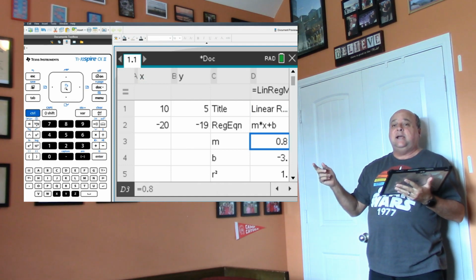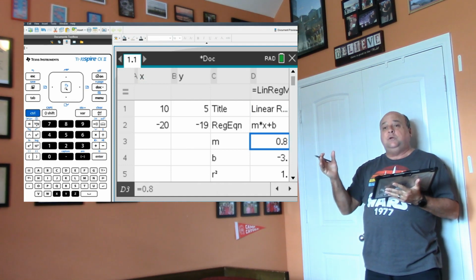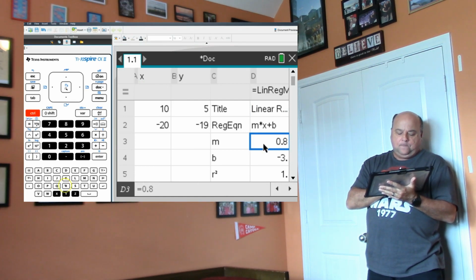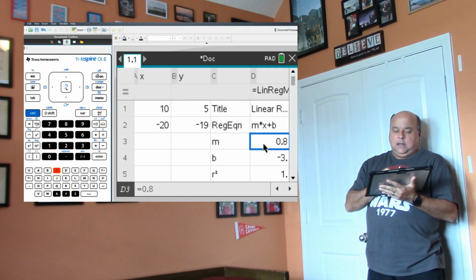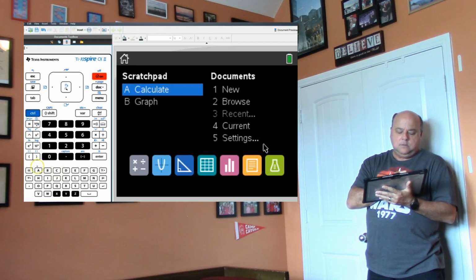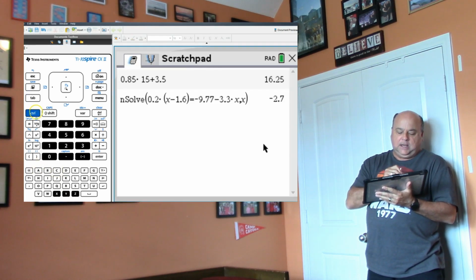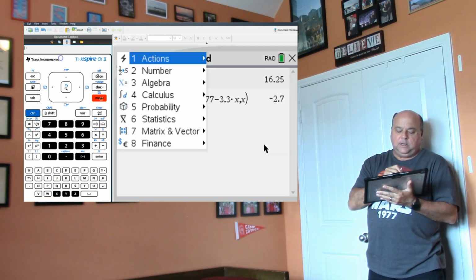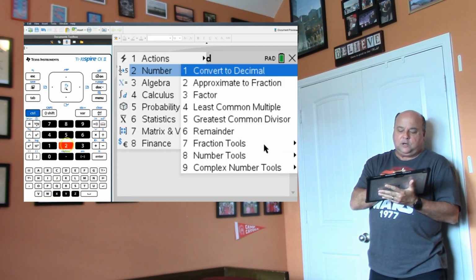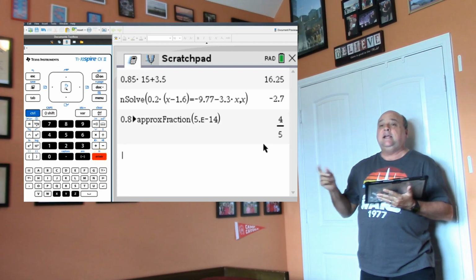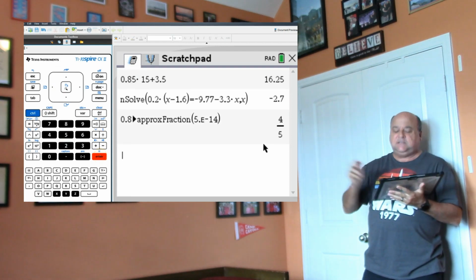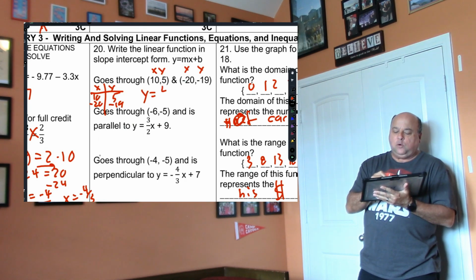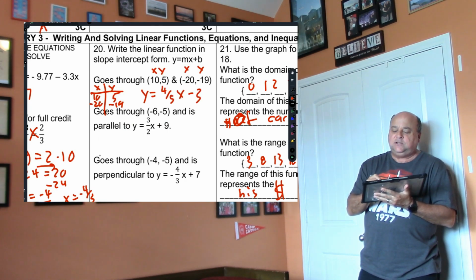My y-intercept's negative 3. Now then, I got to switch 0.8 to a fraction. So I'm going to hit Control C, and then I'm going to hit Home A. I'm going to hit Control V. And then I'm going to hit Menu 2 to enter, right? Menu, number, convert to fraction, enter, and I get 4/5. So 4/5 and negative 3. So it's going to be y equals 4 over 5x minus 3.